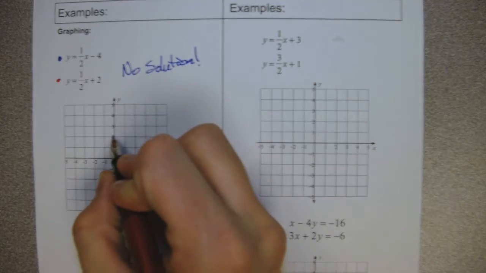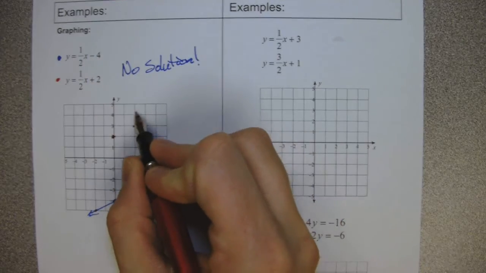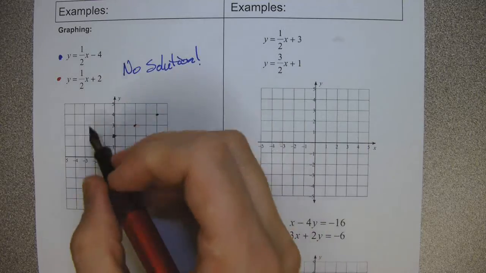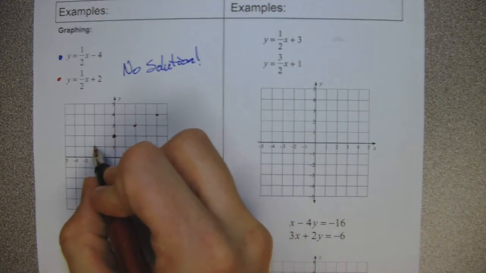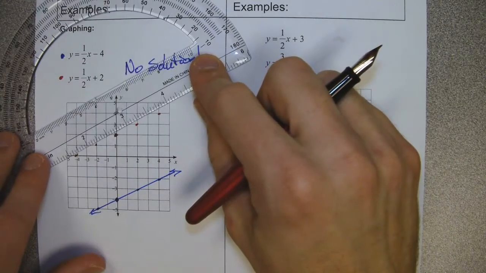We'll start at 2, so that's all the way up here. Slope is the same. So again, up 1, right 2, up 1, right 2. And then to go the other direction, we'll do the opposite. So down and left, down and left. Cool. You notice what we've got are parallel lines.